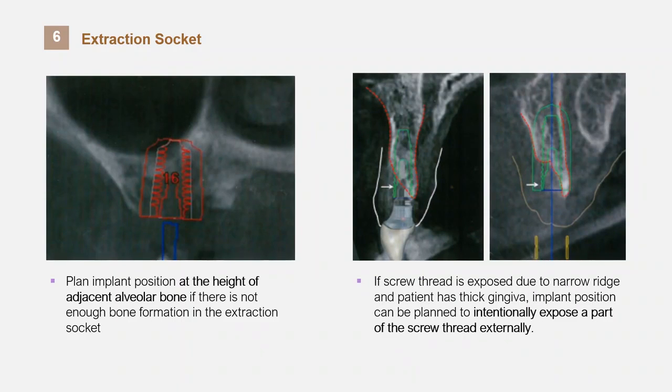Also, if the screw thread is exposed due to narrow ridge and patient has thick gingiva, you can plan the implant so that the screw thread can be exposed on the palatal side. However, if you are planning to perform GBR by any chance, you should plan it to have the screw thread exposed on the buccal side. If the conditions are poor for placing an implant, doctor's opinion may be necessary for diagnosis.